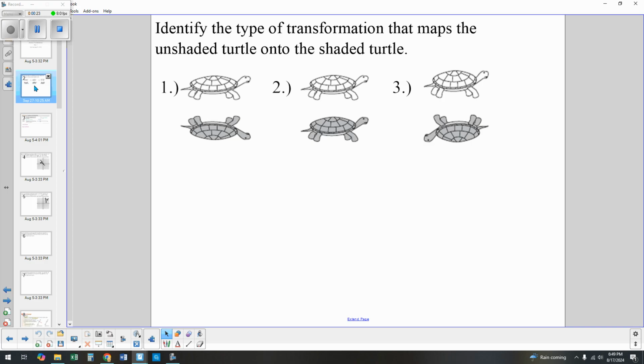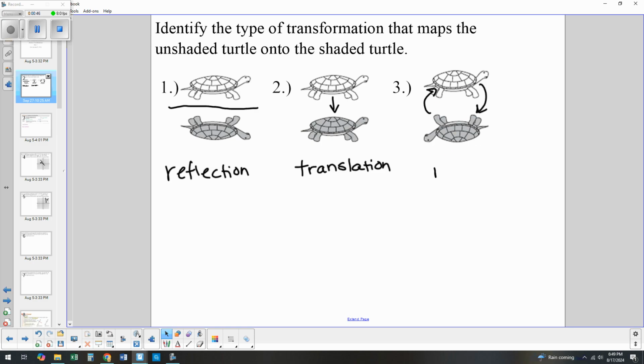more high school terms. So in this first one, even though it is a flip, I would call this a reflection. In the second one, even though it looks like a slide, right, it moved down, I would call that a translation. And this one looks like it turned, but we're going to call that a rotation.